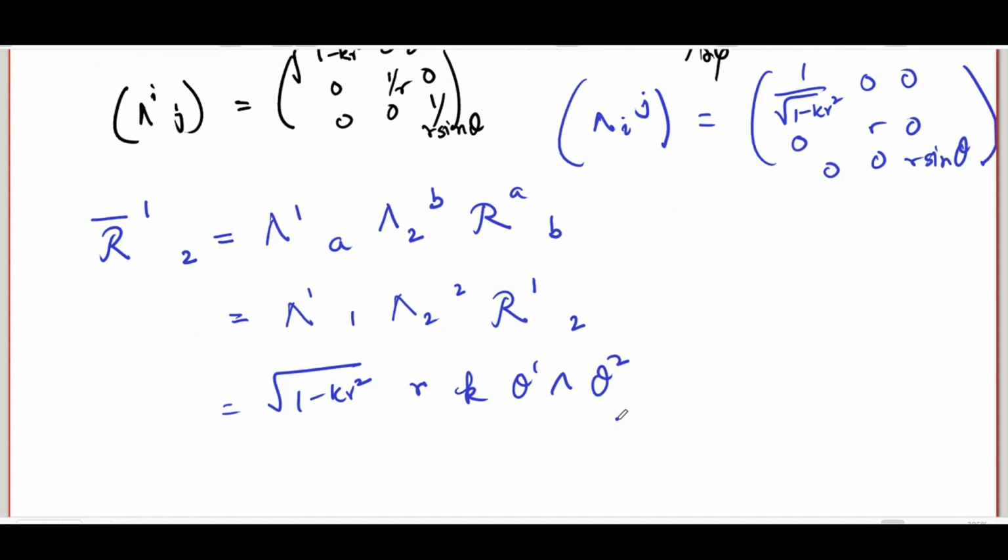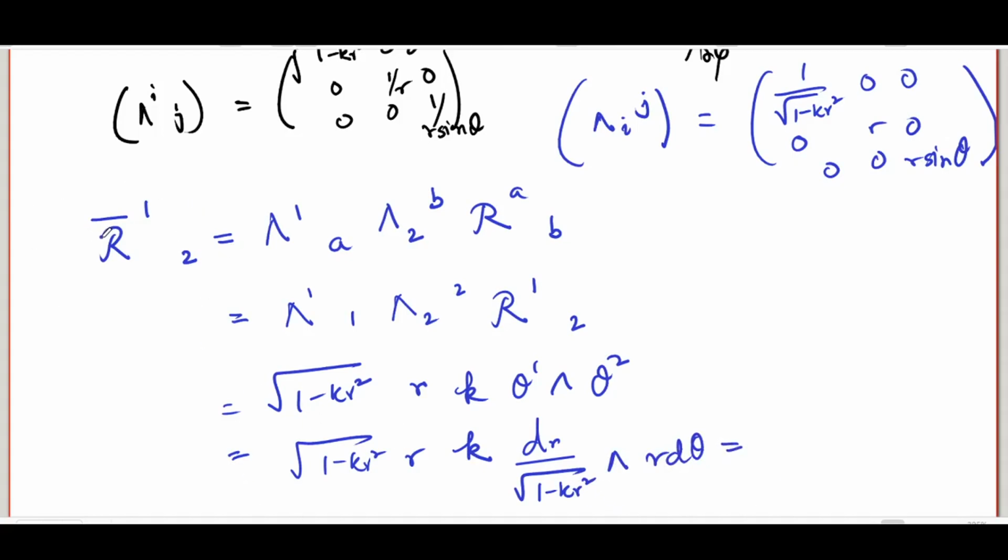Now, just to compare this with our results, we need to be able to rewrite this in terms of the dr, d theta, d phi basis vectors. And that's easy. Theta 1, remember, is actually dr by root of 1 minus kr square. And theta 2, on the other hand, is r d theta. So once you plug all of this in, you get the R bar 1, 2. The 1, 2th curvature 2 form in the holonomic basis is given simply by kr square dr wedge d theta.